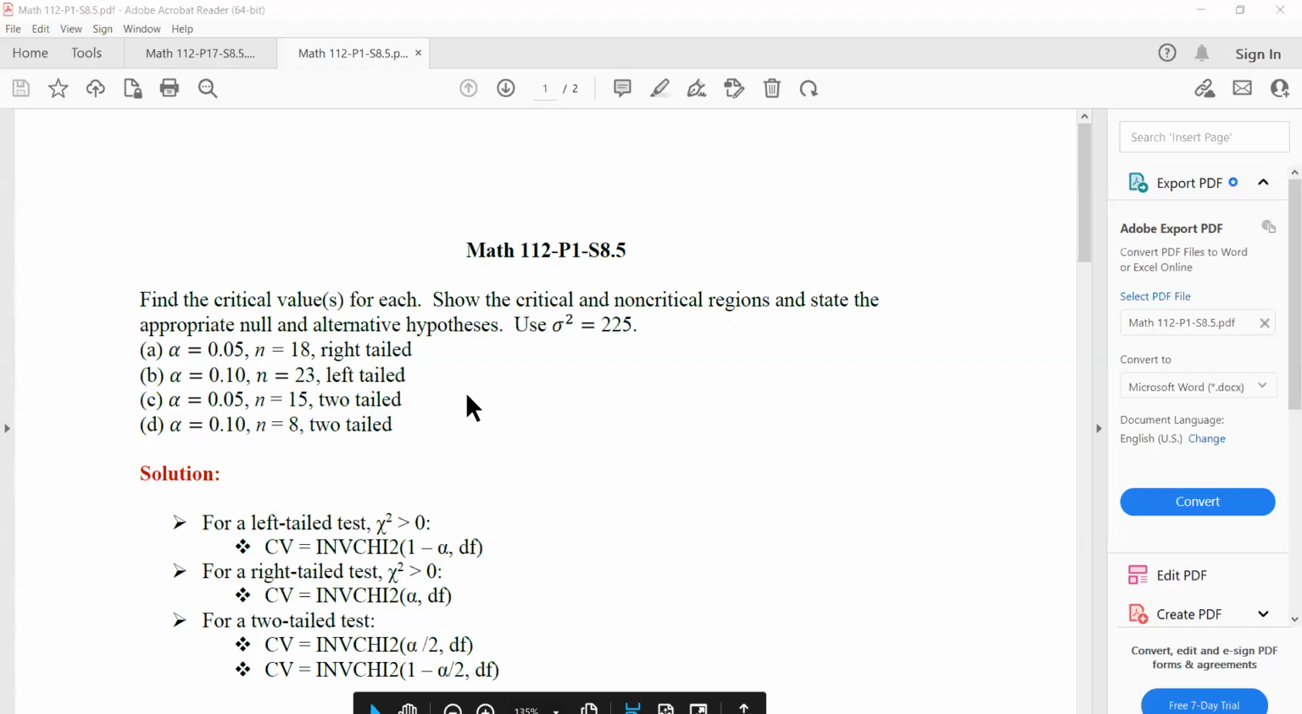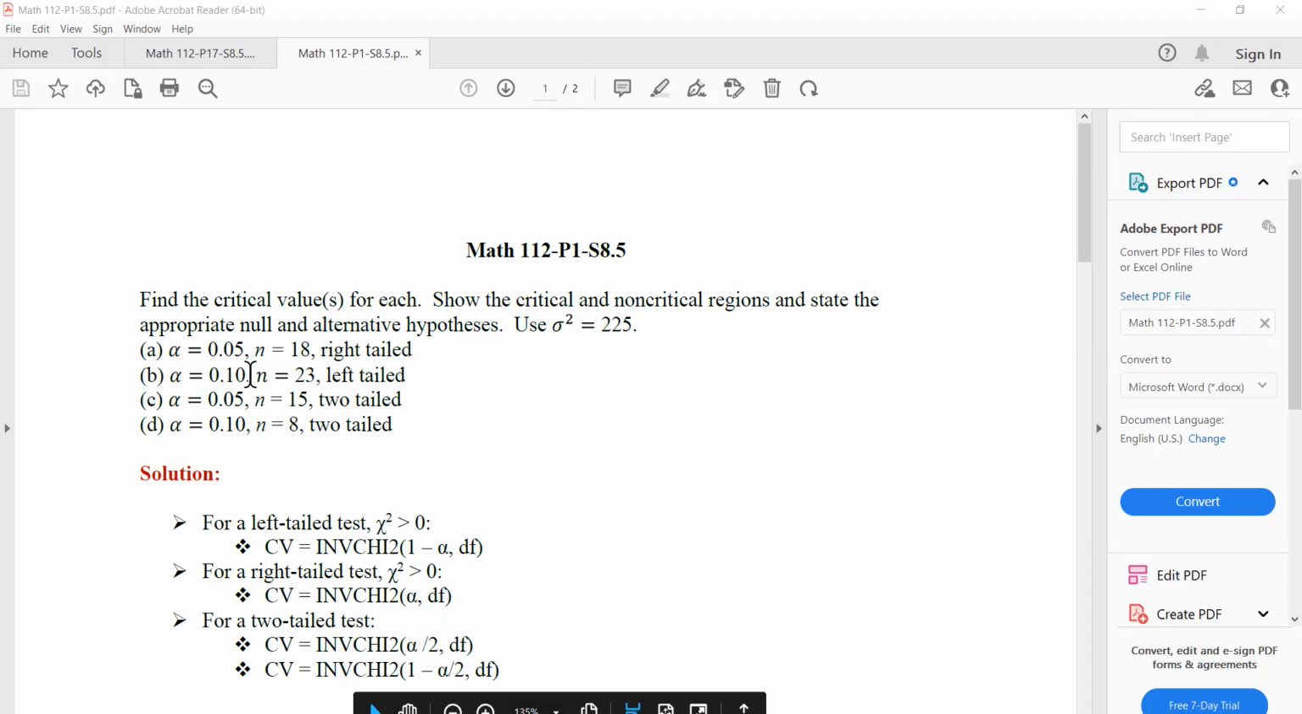So the first thing we want to do for question 1 is find the critical value or values for each. Show the critical and non-critical regions and state the appropriate null and alternative hypothesis. Use sigma squared, or variance, is equal to 225. So essentially what we're doing here is the first two steps of a hypothesis test. We're not doing the whole thing. She just wants you to get used to setting it up. And so you're going to do each part individually.